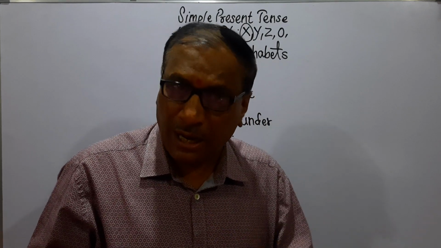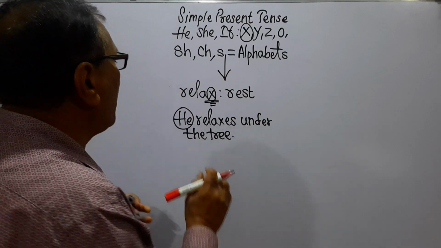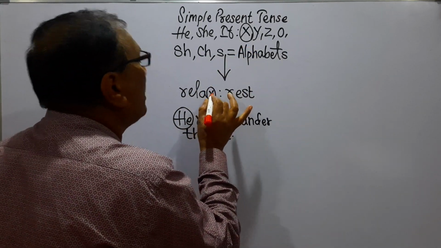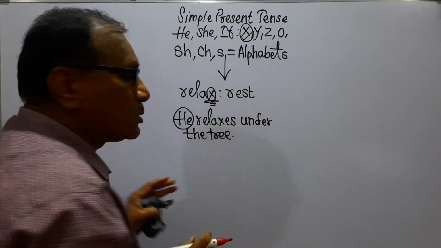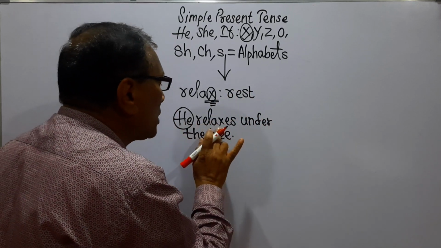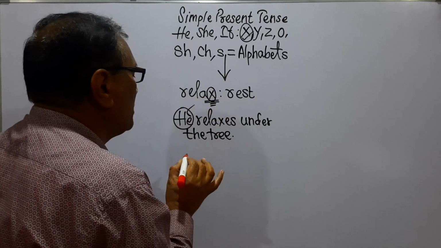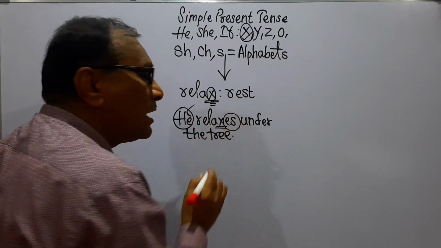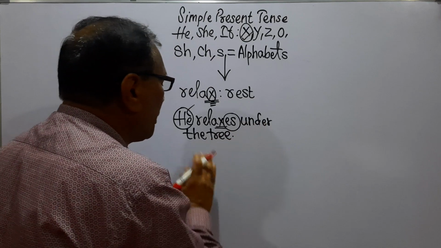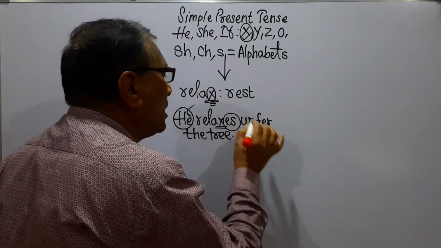The subjects are he, she, it, and the verbs are those which end with X, Y, Z, O, S, C, H. Remember, here I have taken the verb which ends with X. Relax. Relax means rest. So the example is: he relaxes under the tree. Remember, this is the subject he, and at the end of the verb there is X, so we have used the ES suffix. Then "under the tree" is the extra words I will tell you. So, he relaxes under the tree.